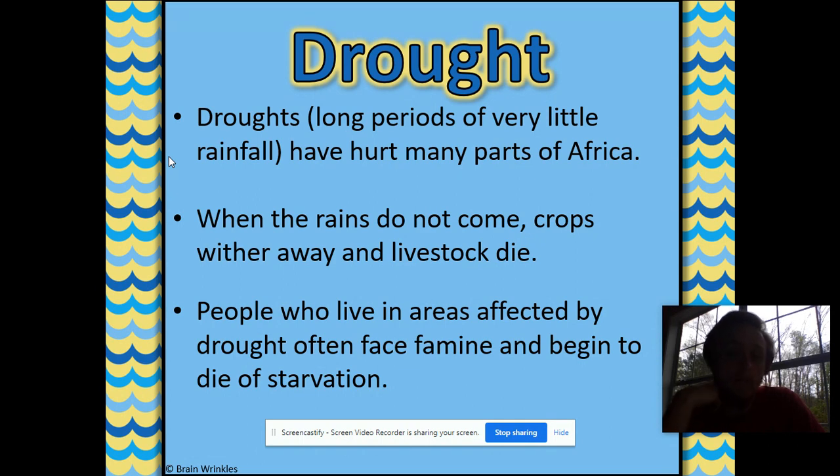When the rains do not come, crops wither away and livestock die. So that also affects their farming ability as well. Their crops can't get the water that they need, which hurts them because of the food, and then livestock as well. People who live in areas affected by drought often face famine and begin to die of starvation.